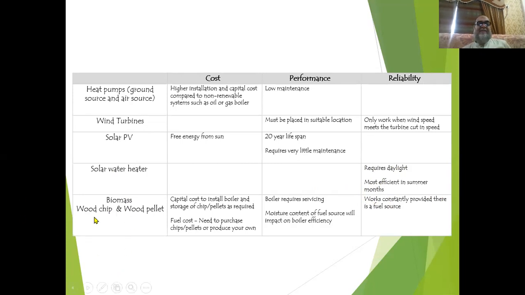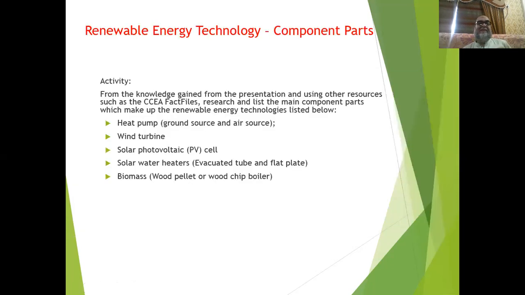Then there is biomass, wood chips and wood pellets. It has a high capital cost to install, a boiler is required, and you need to purchase or produce your own fuel. It requires servicing, moisture content will impact boiler efficiency, and you must constantly provide a constant fuel source. This is the reliability.